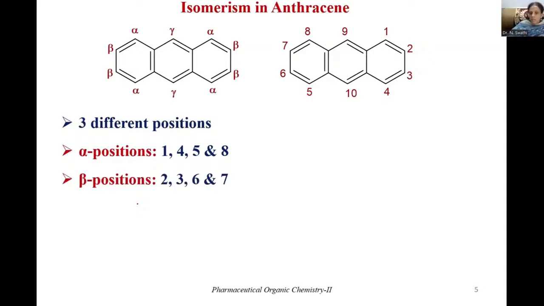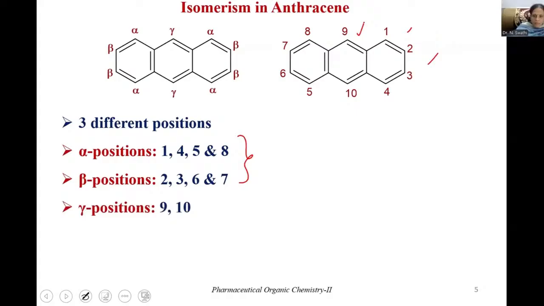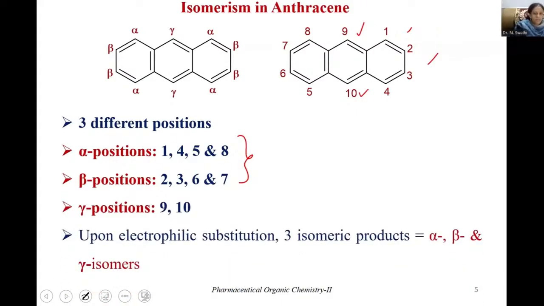Coming to the alpha and beta positions, the numbering we have given is similar to that of naphthalene, so the same carbons will come. The alpha positions are the 1, 4, 5, 8 positions. The beta positions are the 2, 3, 6, 7 positions. Whatever the leftover positions are, they are gamma: the 9th position and the 10th position in the structure of anthracene. Because anthracene consists of three different types of hydrogens, upon electrophilic substitution reaction there is a possibility of formation of three isomeric products: alpha, beta and gamma substituted products.